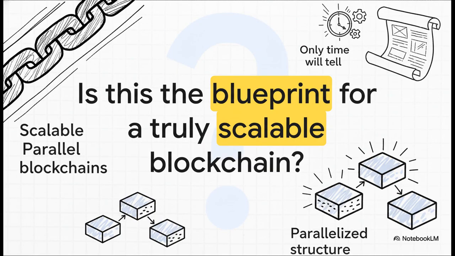And that leaves us with one final, big-picture thought. You know, for years, everyone in this space has been chasing the Holy Grail, a network that's secure, decentralized, and incredibly fast. By solving this really unique and tricky security challenge that only parallel systems have, this innovation might just be a critical piece of that puzzle. So is this the blueprint for a truly scalable blockchain? Well, only time's going to tell.